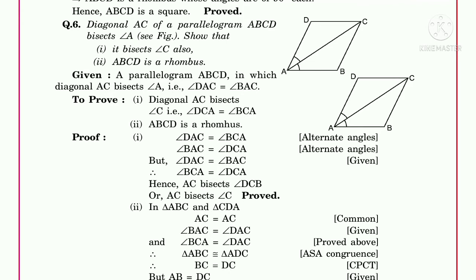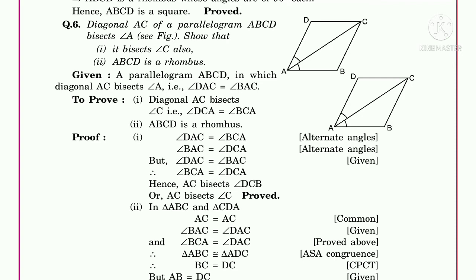What you have to write, first of all: diagonal AC bisects angle C, we need to prove here. So we write angle DCA equal to BCA. Like DAC equal to BAC, we need to prove angle C is also bisected, that is, DCA equal to BCA. And secondly, we need to prove ABCD is a rhombus.